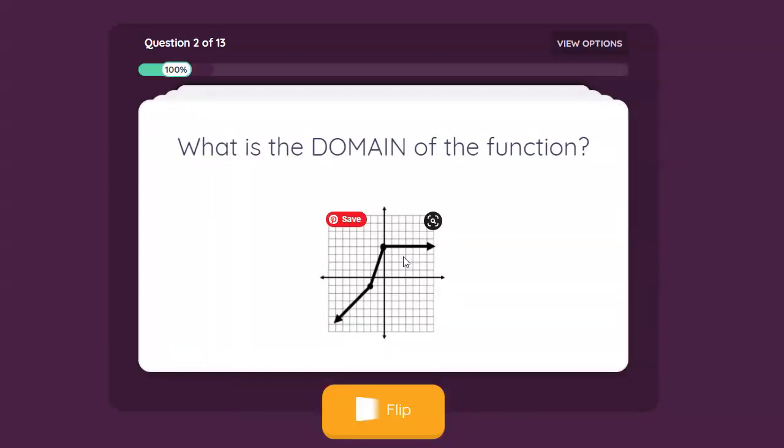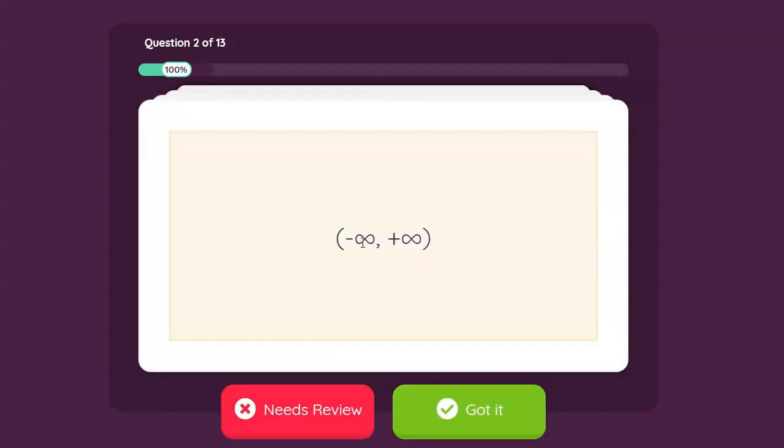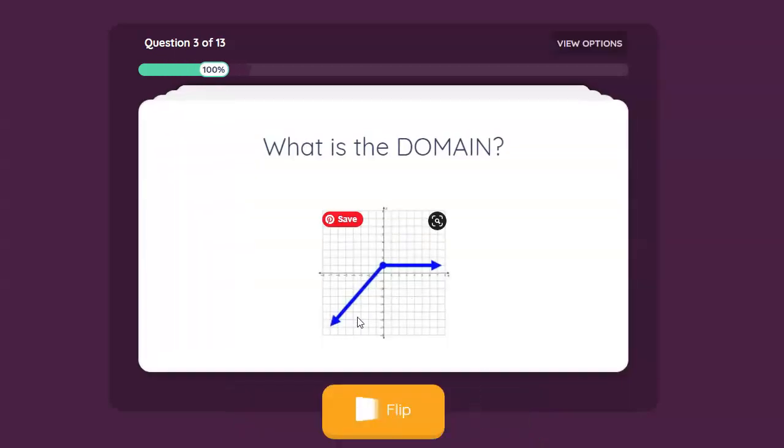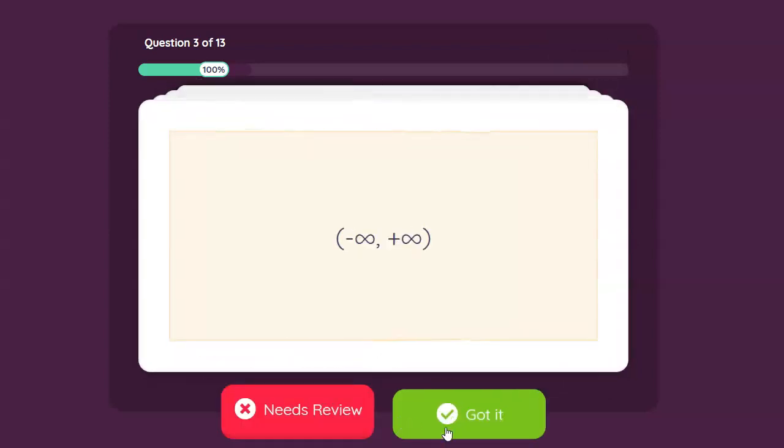The domain. The domain is the x values. As long as all the bits and pieces of the graphs match in here, the domain is all reals, so negative to positive infinity. Once again, two graphs meet up, domain is all reals.